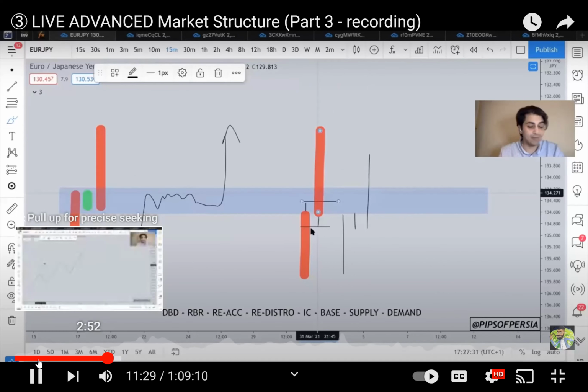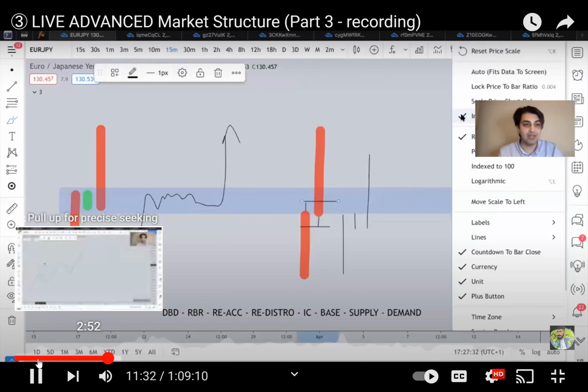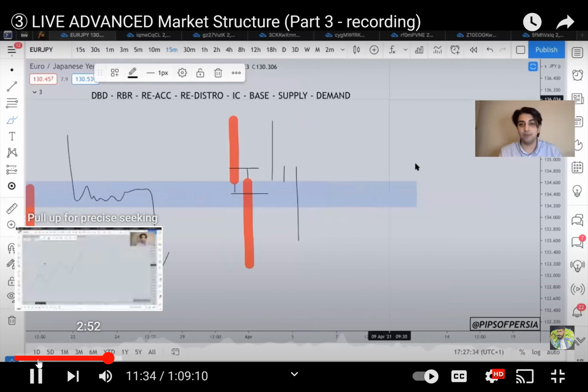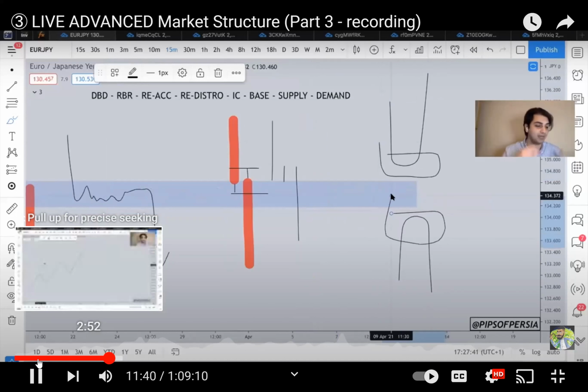And not only that, by the way, we've got drop-based rallies, rally-based drops, these type of things as well. In these type of scenarios, that would be your accumulation down here. This would be your distribution up there. It's all the same concept, the same thing, right?